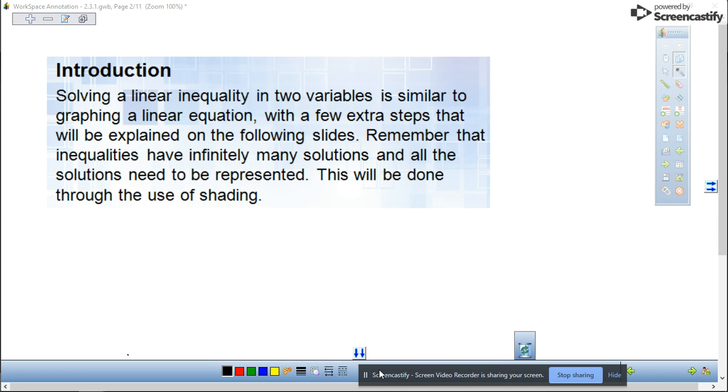Alright guys, in lesson 2.3.1 we're going to talk about graphing linear inequalities. It's very similar to graphing linear equations, just has a couple of extra steps. So, here we go.